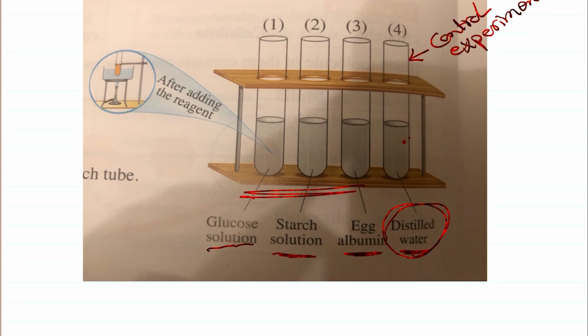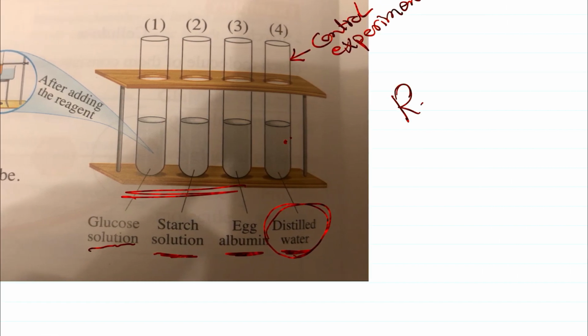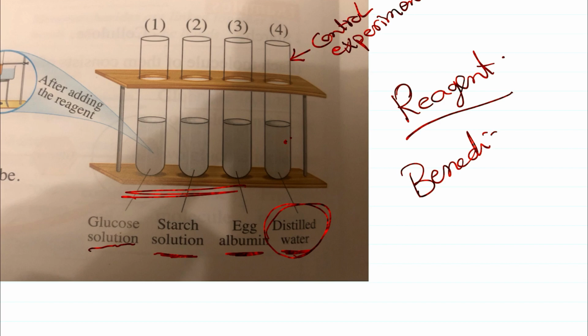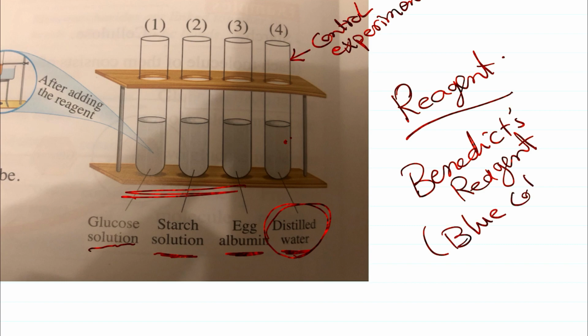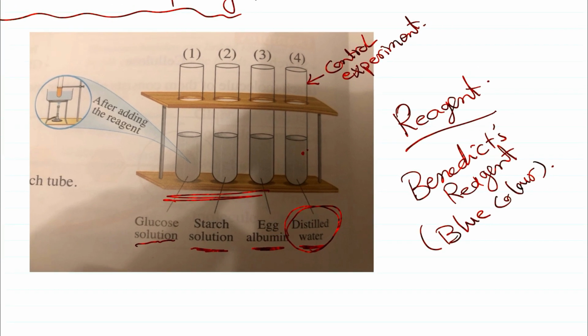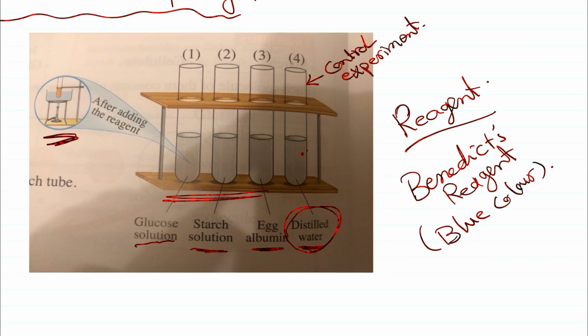So we add these ones, and then we add an equal amount or equal volume of the reagent. What is the reagent of the simple sugar? It is called Benedict reagent. By the way, its natural color is blue. Okay, so for example, if I add in each test tube 2 cubic centimeters of Benedict solution, then take the test tubes and add them in a water bath for a few minutes and check the change of the color.